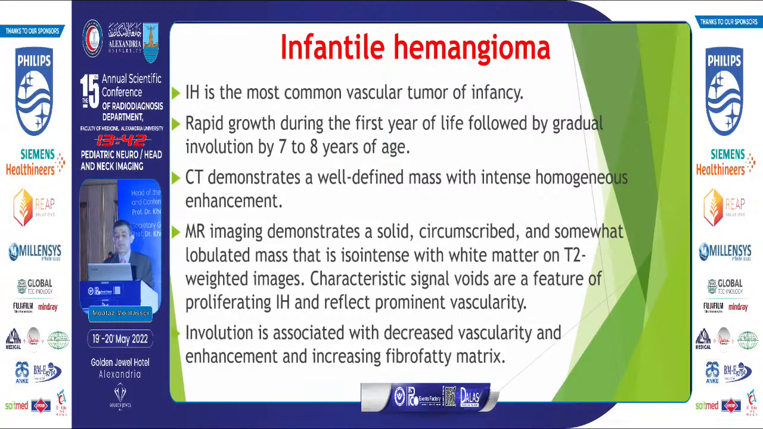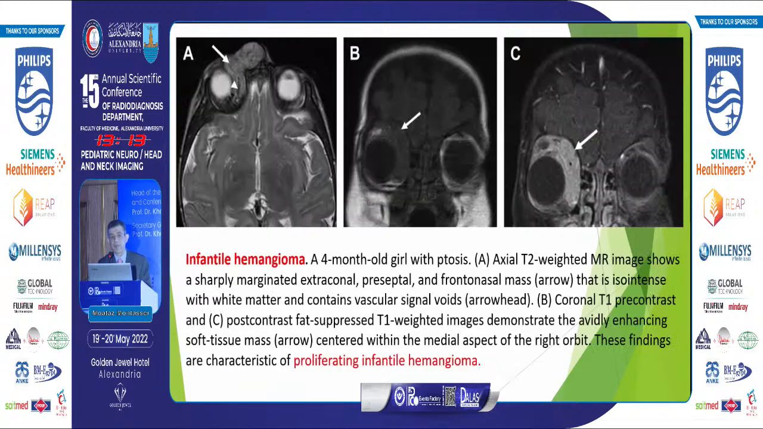On CT, it appears as an isodense mass with intense enhancement, and on MRI, it is isointense to the white matter on T2, and has signal void structures within its matrix during the proliferating phase. While in the involution phase, it is associated with decreased vascularity and enhancement and increase in the fibrofatty matrix.